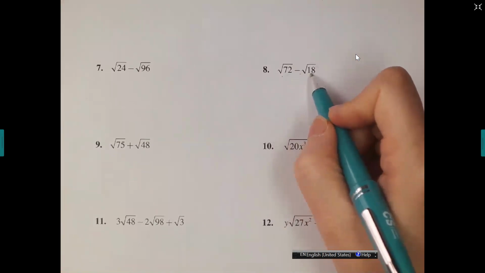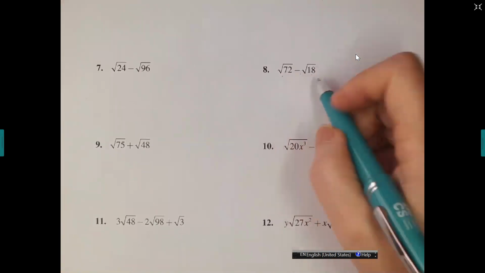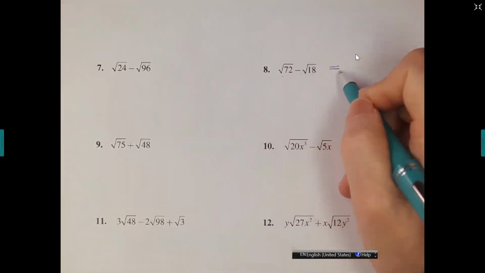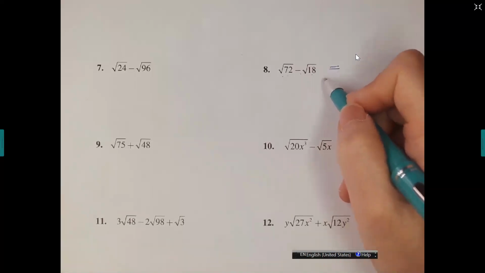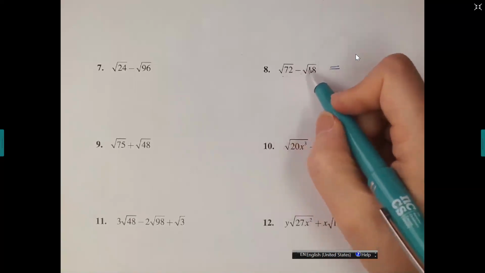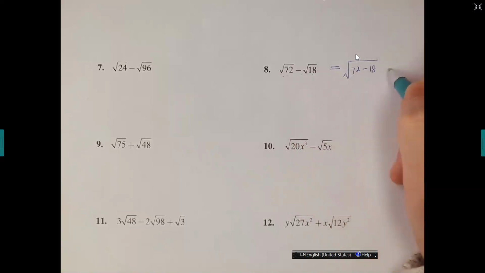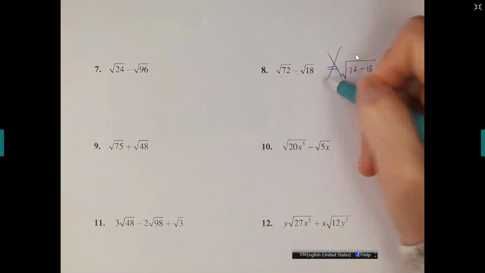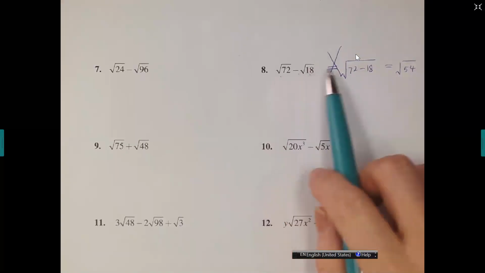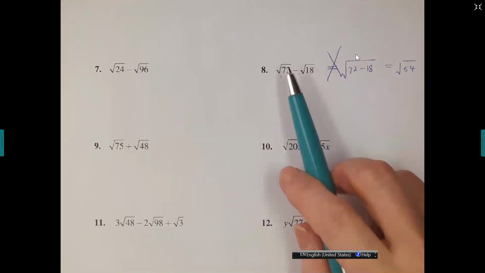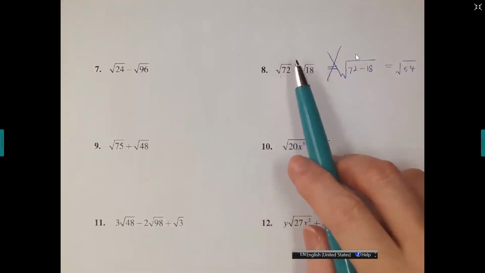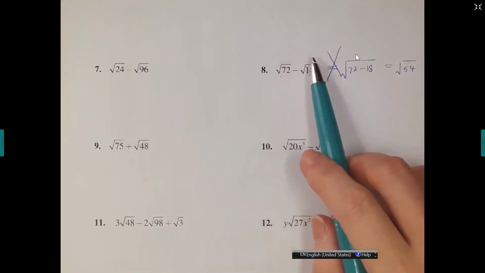Okay, a common mistake. Do not just combine, I hope I do not mislead you today. But this is a very common mistake. I have seen many students subtract 72 and 18, and that equals 54, and then they simplify it as 3 radical 6. This is completely wrong. We can never combine the radicands. We can only combine like radical terms when they have the same radicand.